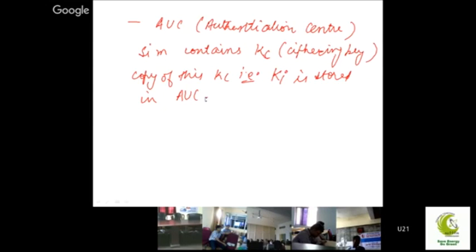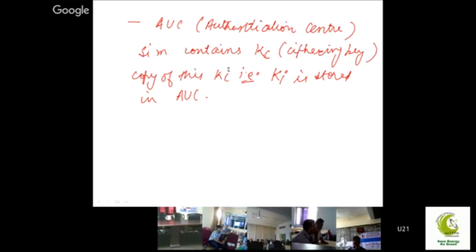If KC is not equal to KI, that is, if the signed response is not equal, it means that either someone is having a duplicate copy of KI, or there can be some problem in our ciphering key, but there are very few chances that the ciphering key is having a problem. It is always seen that when KC is not equal to KI, this case is always seen when somebody is having a duplicate copy.